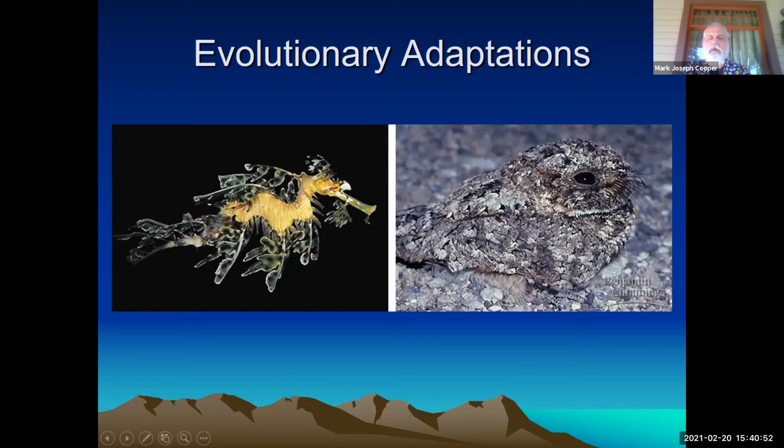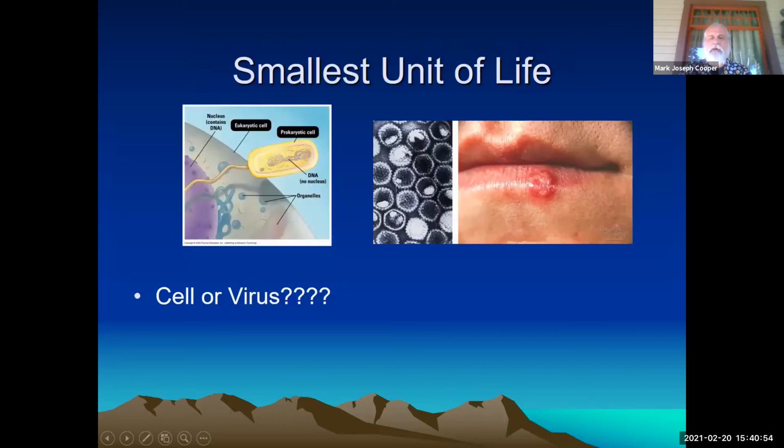Anyway, so those are the 7 properties of life that I want you to know. And we're going to talk about the smallest unit of life. Is it a cell or a virus? So that is something also we will talk about during the Zoom session.